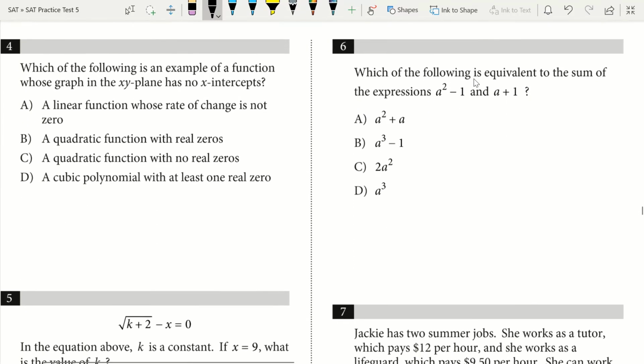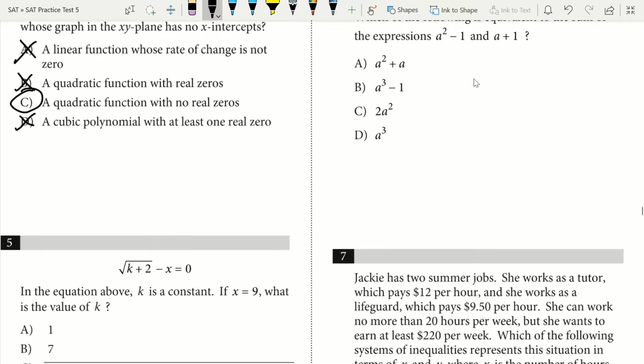Question 4, which of the following is an example of a function whose graph in the xy plane has no x-intercepts? Choice A, a linear function whose rate of change is not 0. No, because then it will have to hit the x-intercept at some point. B, a quadratic function with real zeros. Real zeros means that it does have x-intercepts. C, a quadratic function with no real zeros, and that'll be the answer because a quadratic function with no real zeros will not cross the x-axis.